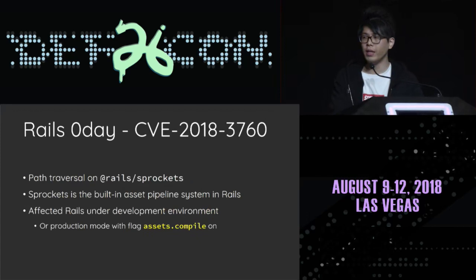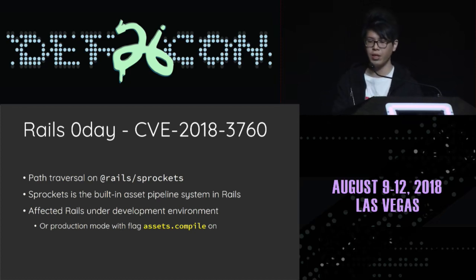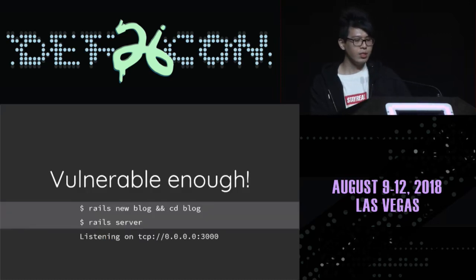The next case is Ruby on Rails. Sprockets is the asset pipeline system in Rails, which means that all static files will be managed, compiled, and served by Sprockets. And of course, we found a problem here. But unfortunately, Rails only uses the asset pipeline system in development mode. So this only affects development mode.